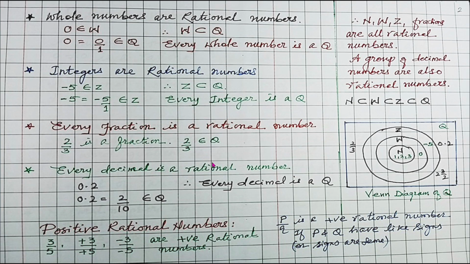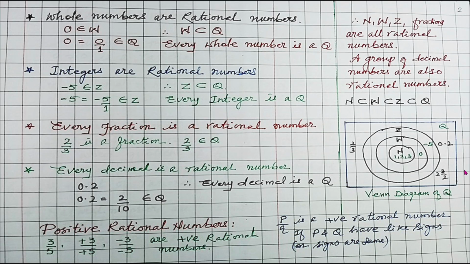Similarly, every fraction is a rational number, and every decimal is also a rational number, because the decimal number 0.2 or any decimal number can be written in the form p by q, which is a rational number. Therefore every decimal number is also a rational number. The conclusion is every natural number, whole number, integer, fraction and decimal is a rational number.